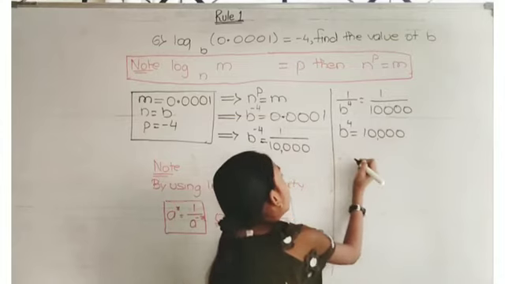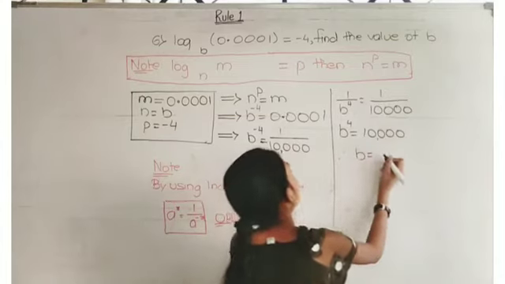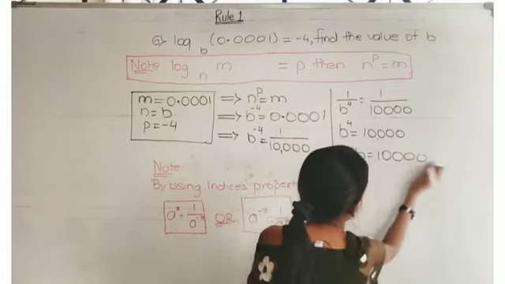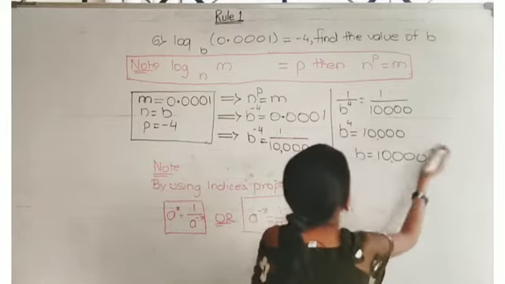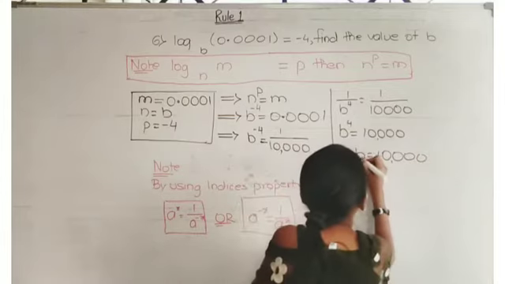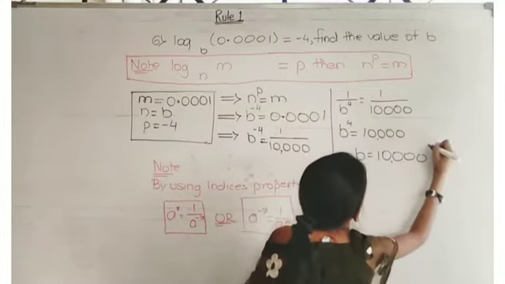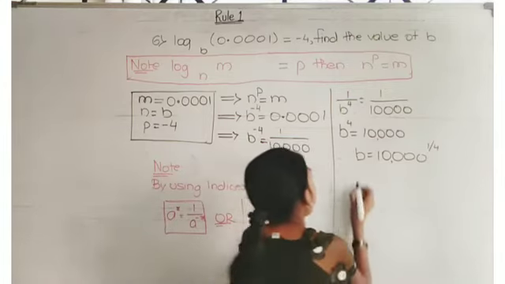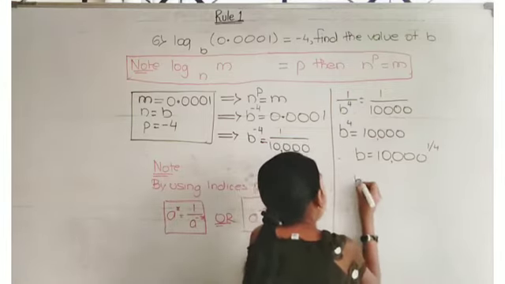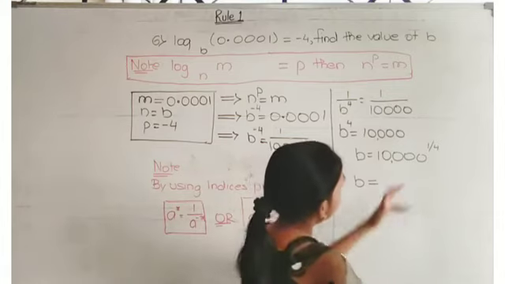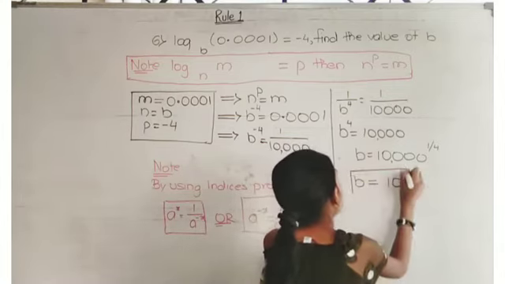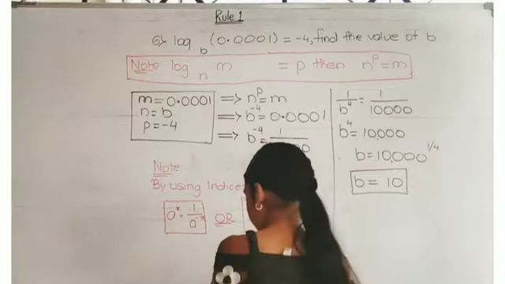Therefore, b is equal to 10,000 raised to 1 upon 4, this 4 we are going to forward here. So b is equal to 10. The final answer for this question.